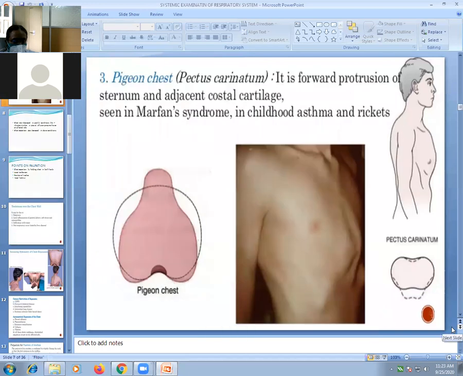Another abnormal shape is pigeon chest. See, the sternum is protruded forward. It looks like the chest of a pigeon, and it is seen in rickets, vitamin D deficiency. So these are the two abnormal shapes.